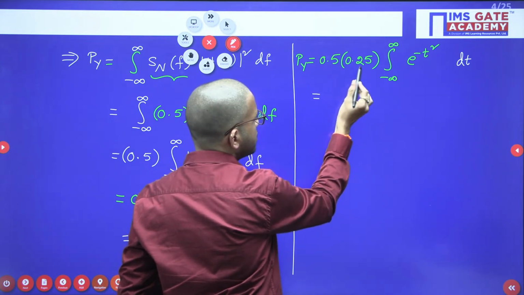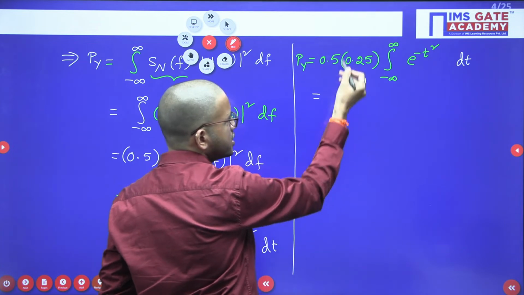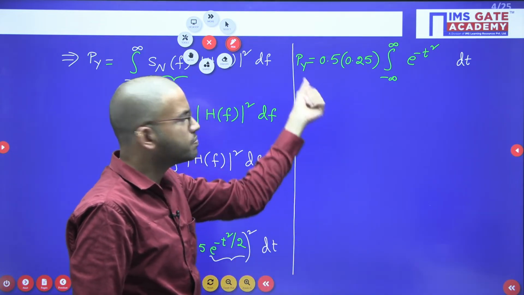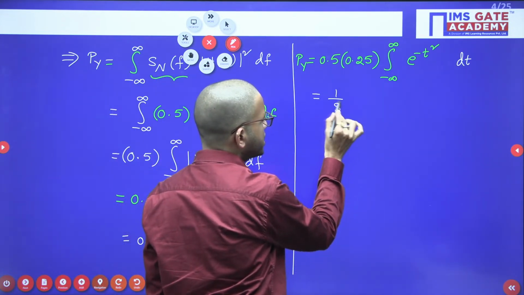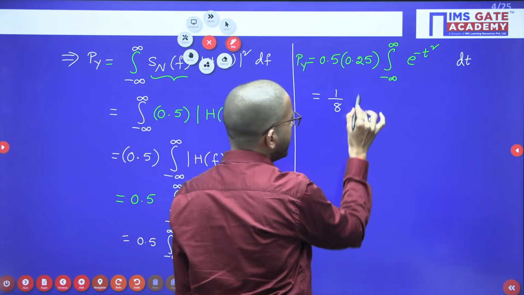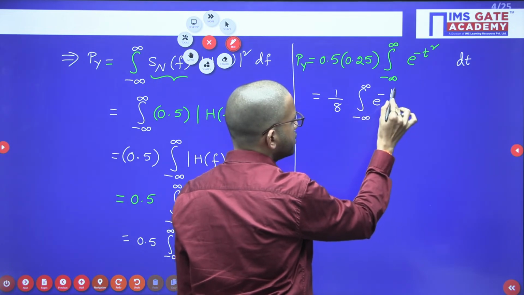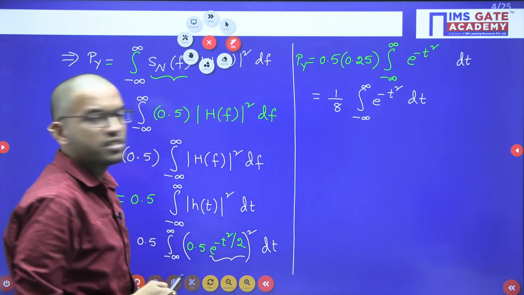So here 0.25 is nothing but 1 by 4 and 0.5 is nothing but 1 by 2. So together you can write 1 by 4 into 1 by 2, that is nothing but 1 by 8. Okay. And then integral minus infinity to infinity e power minus t square dt.